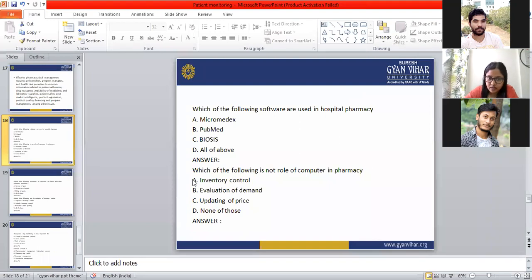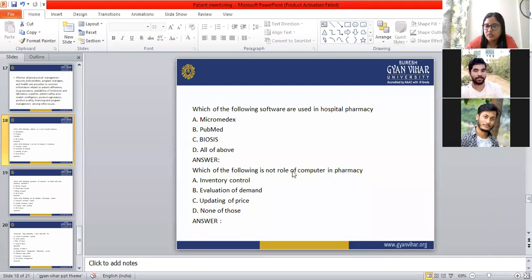Which of the following is not a role of a computer in pharmacy? Inventory control, evaluation of demand, updating of price, none of those. Who knows the answer? Please raise your hands. Is there anybody?